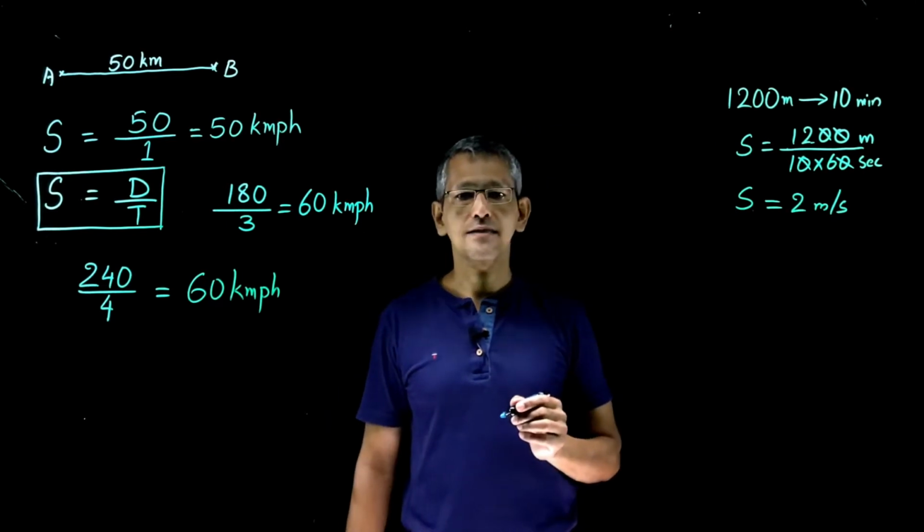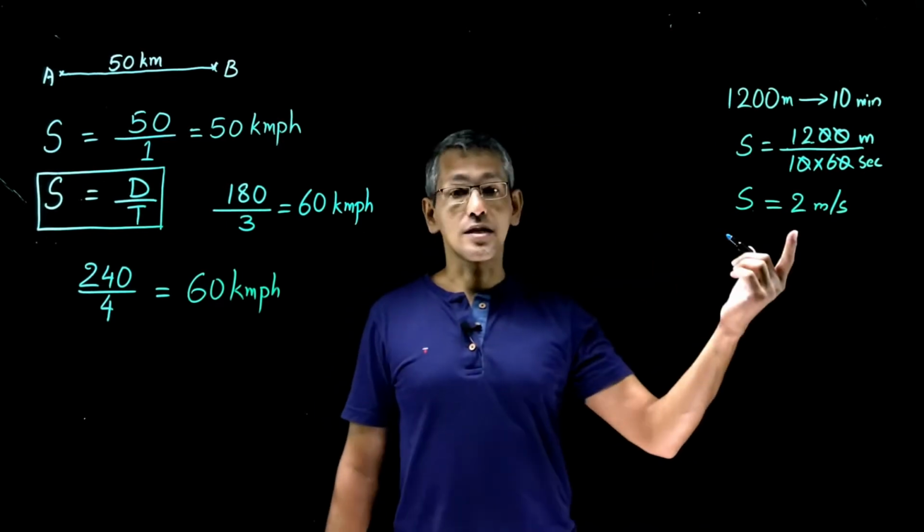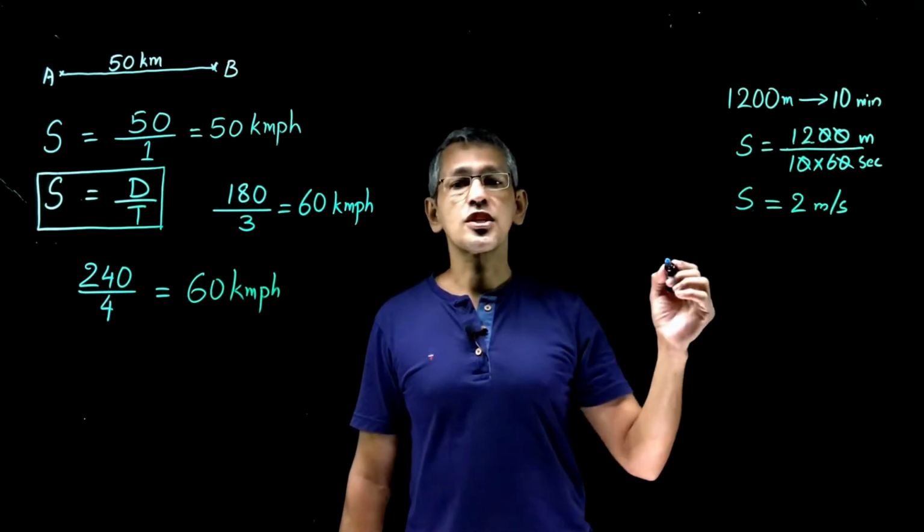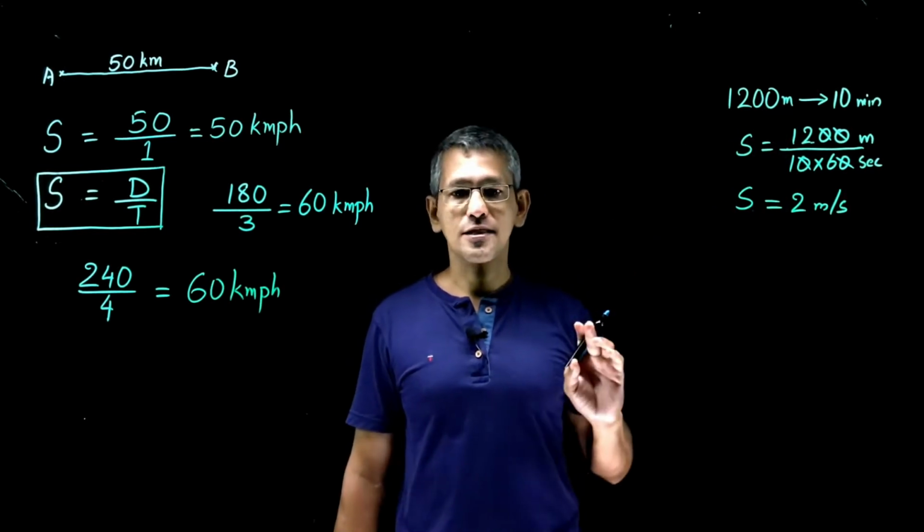This is what you get. That is the speed of that person who walks. That is, he walks 2 meters every second.